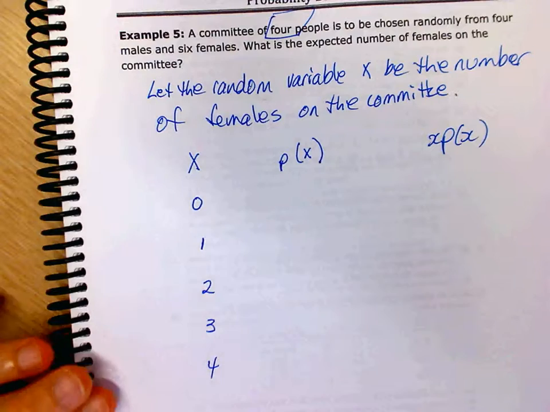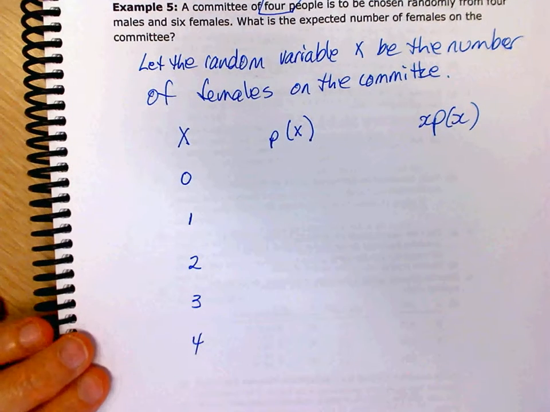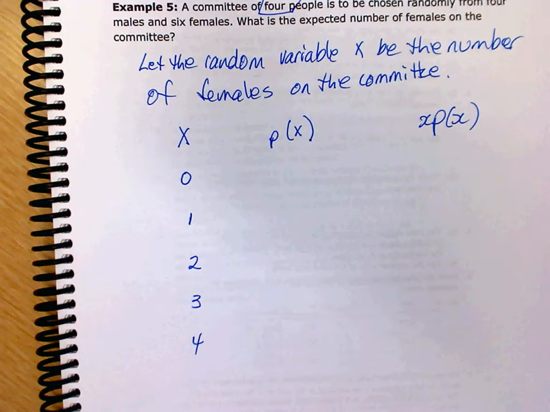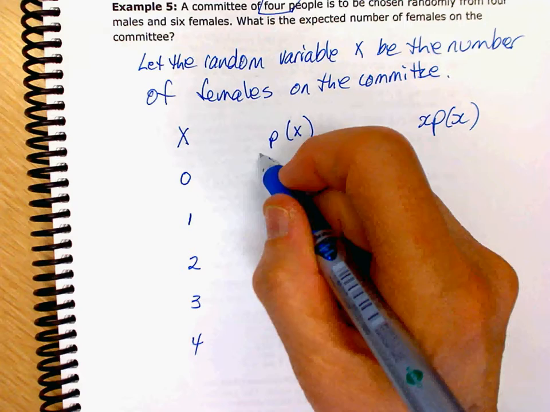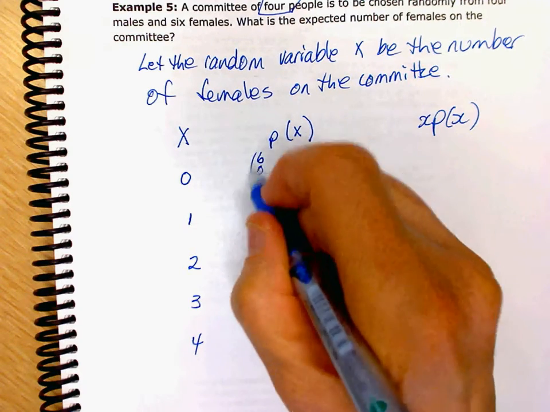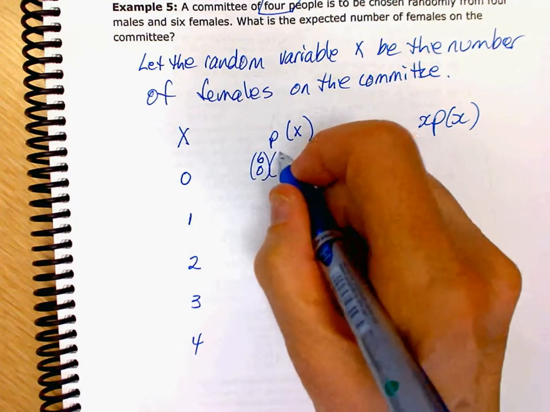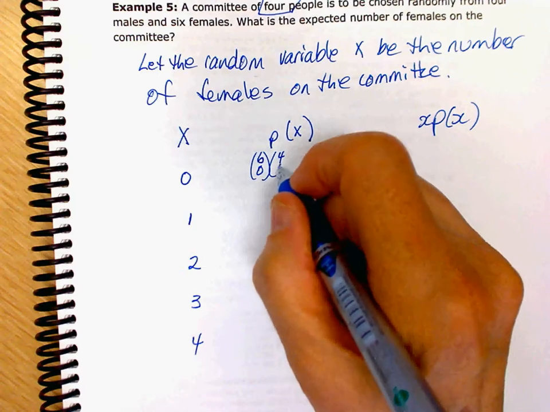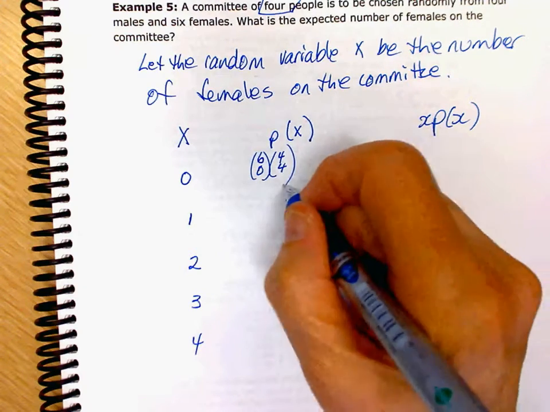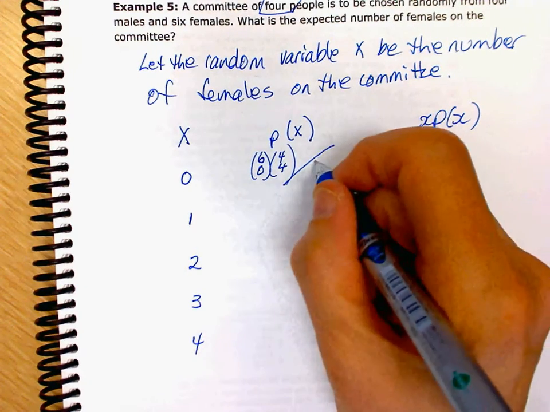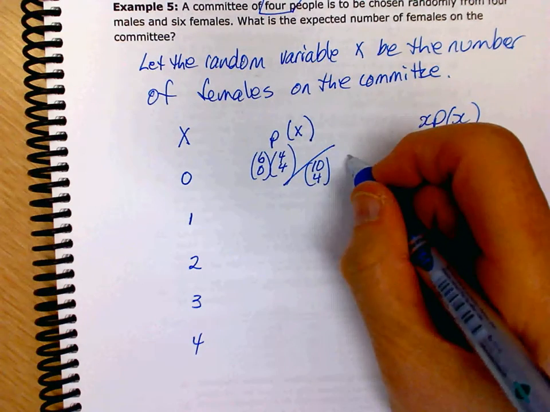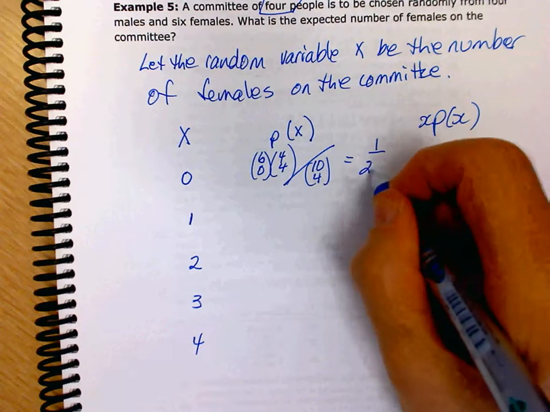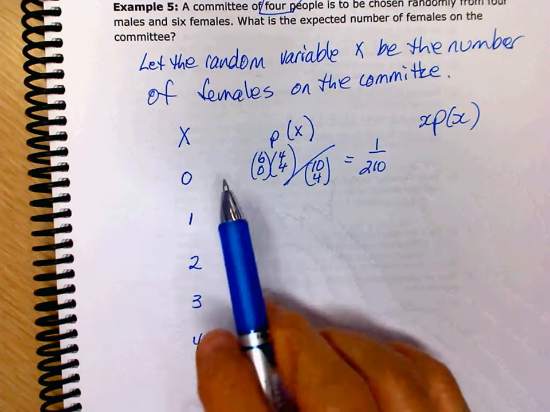What's the probability of 0 females? Well, out of the 6 females, we choose 0, and out of the 4 males, we choose 4. That's divided by the number in our sample space, which is 10 choose 4, and that is equal to 1 over 210. So now 0 times 1 over 210 is 0.